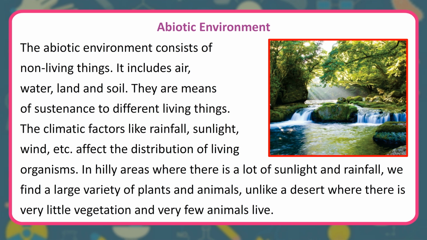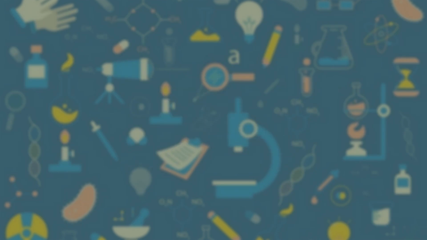The climatic factors like rainfall, sunlight, wind, etc. affect the distribution of living organisms. In hilly areas where there is a lot of sunlight and rainfall, we find a large variety of plants and animals, unlike a desert where there is very little vegetation and very few animals live.